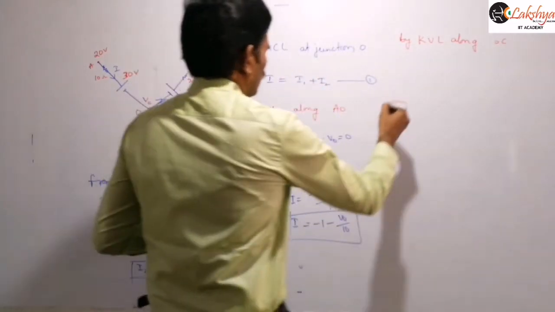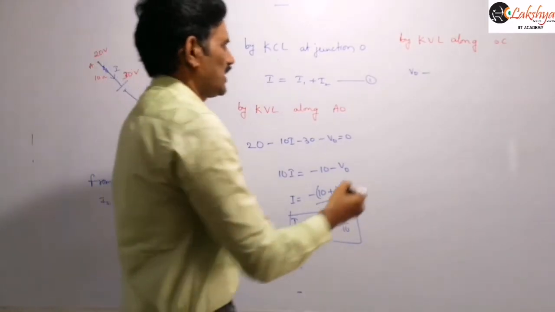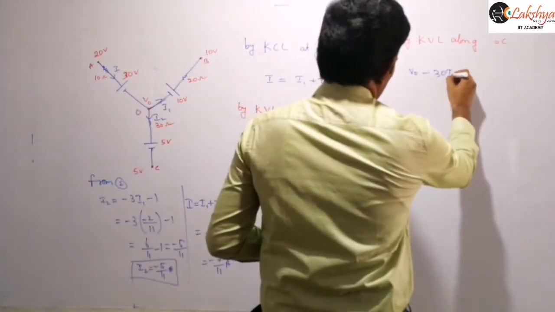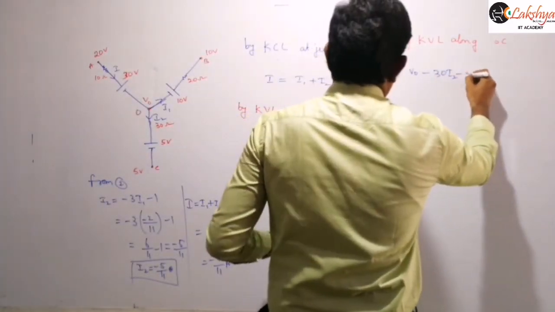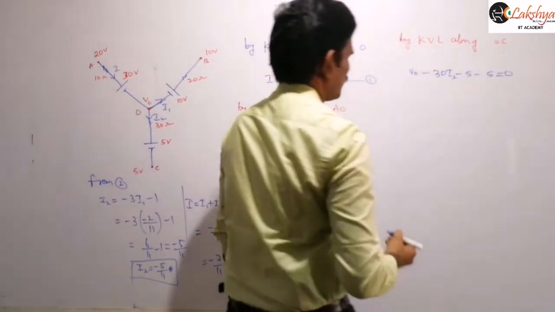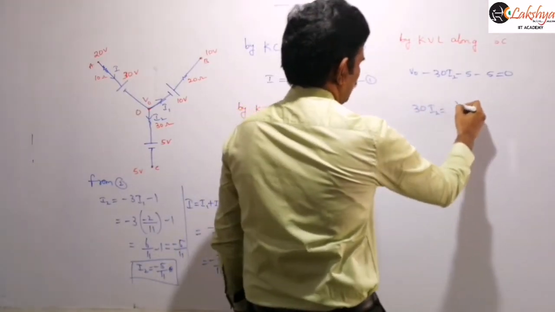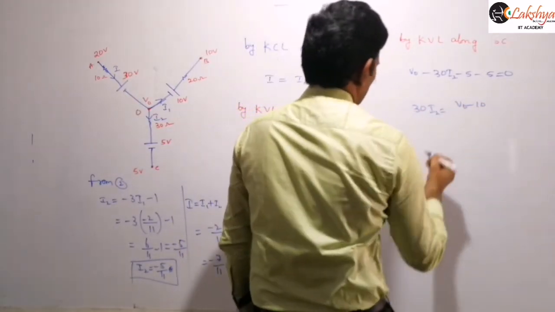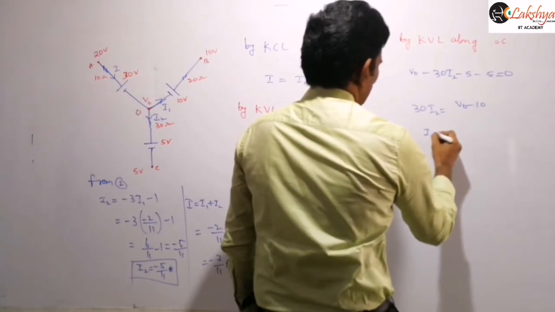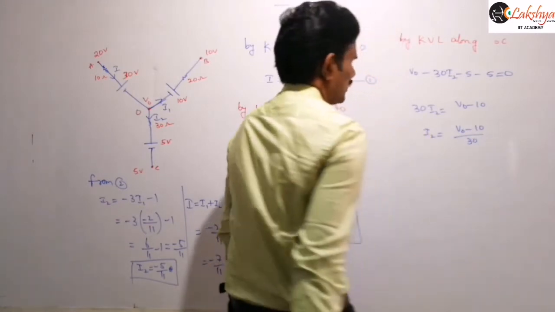Writing from O to C: V naught minus 30 I2 minus 5, and this is also minus 5 here. This is equal to 0, right? So therefore I can write 30 I2 is equal to V naught minus 10. So this I2 is equal to V naught minus 10 by 30, right?